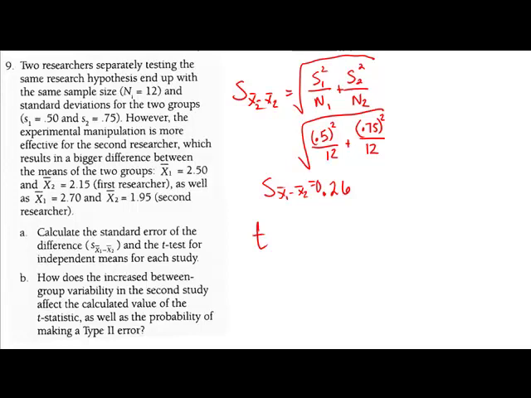We'll have to do t for the first study. Now the difference between the two groups, x1 is 2.50 minus 2.15 divided by 0.26. Grab my calculator. 2.5 minus 2.15 divided by 0.26. T is equal to 1.346. So let's call that 1.35.